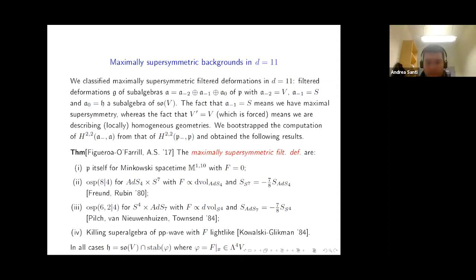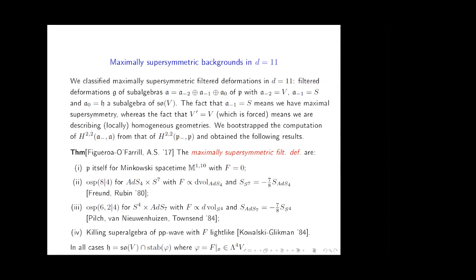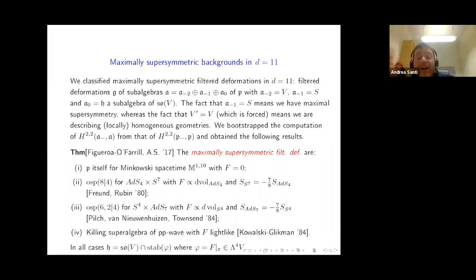So that's the classification of the maximally supersymmetric backgrounds. It's Kowalski-Glikman. You're right. Sorry, you're completely right. It's Kowalski-Glikman. Sorry.